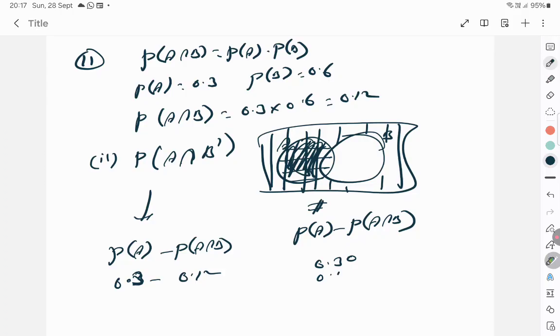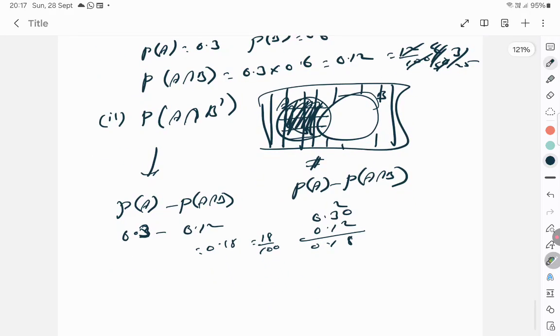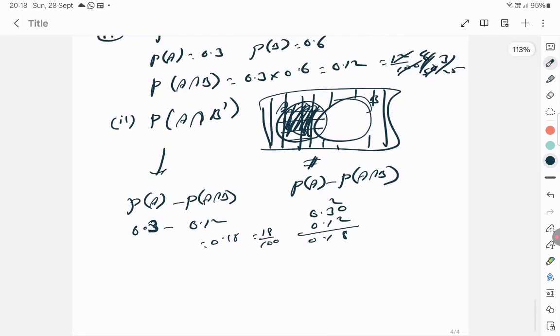Write it like this. 0.18 or 18 by 100. Make sure you do that, okay? You have to do it in every sum. 12 by 100, which is 6 by 50, and 3 by 25, so that you don't lose marks anywhere. So it's 18 by 100, and like that you keep writing, so that you have every answer that they are expecting. Okay, so that's about A and not B.